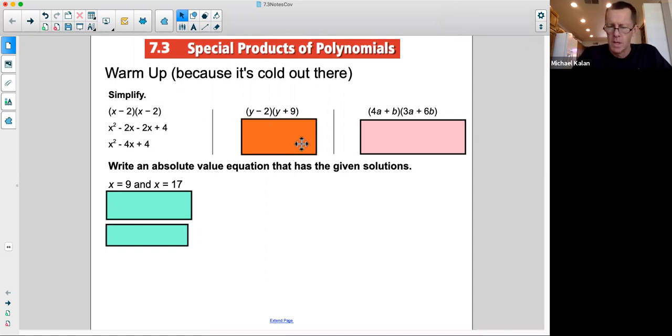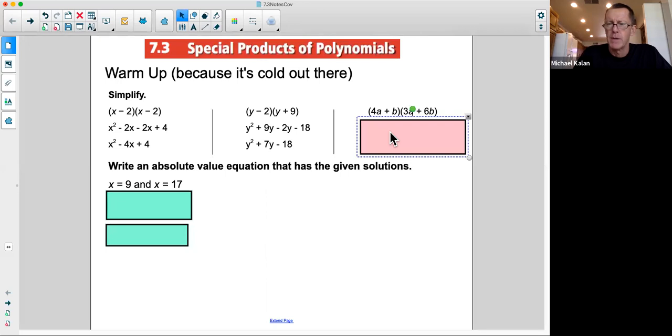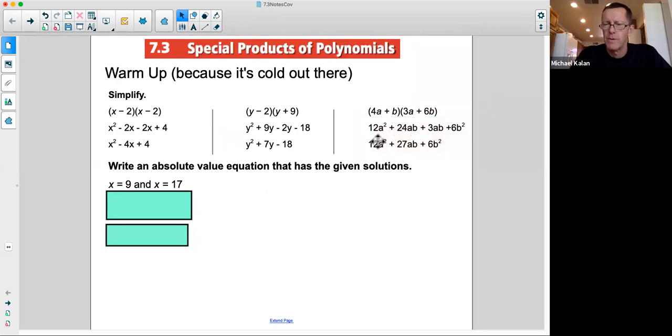Okay, on this one, hopefully you got y squared plus 7y minus 18. And this one, a little more complicated because you have variables with coefficients, but still same stuff. 4a times 3a is 12a squared. Outside is 24ab. Inside 3ab, combine those together. And then b times 6b is positive 6b squared.